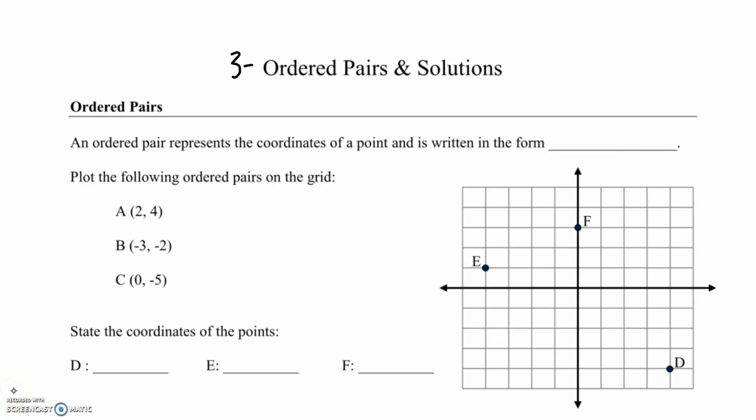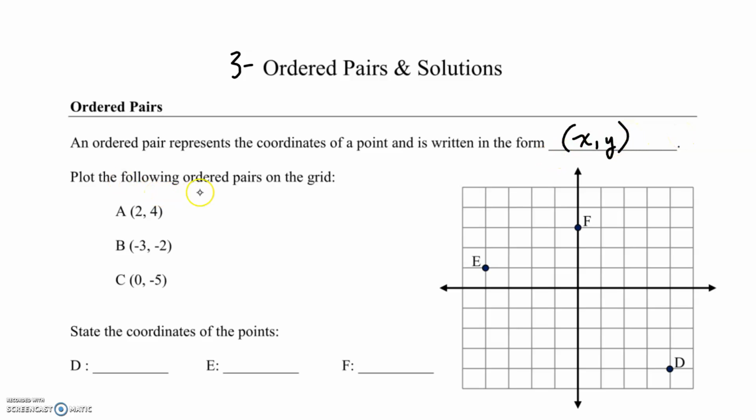This is our third lesson in our grade 9 review, and we're going to look first at ordered pairs and solutions. So an ordered pair represents the coordinates of a point, and it's written in the form (x, y). So the x coordinate comes first, and then the y, and you make sure you have brackets around it.